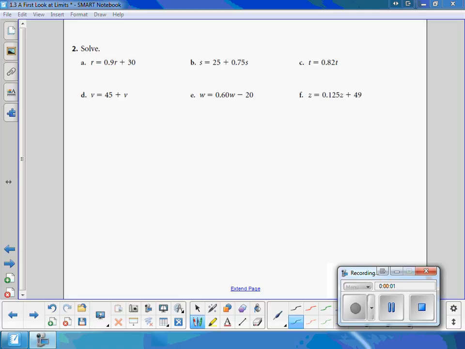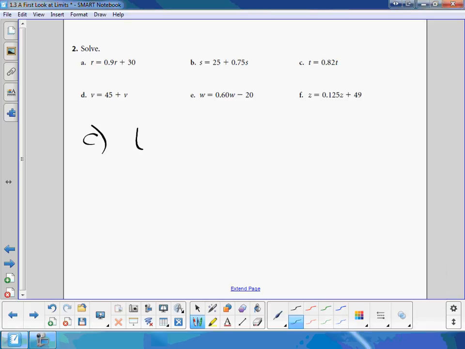Working? For number 2, they were asking you to solve for the variable that's given. And in addition to C, let's try one that does work out, like E, and one that doesn't work out, like D. So I'm going to do C, E, and D. So for C, you have t equal to 0.82t.